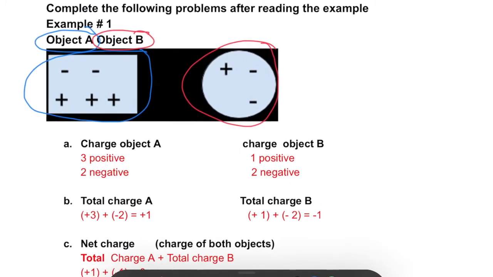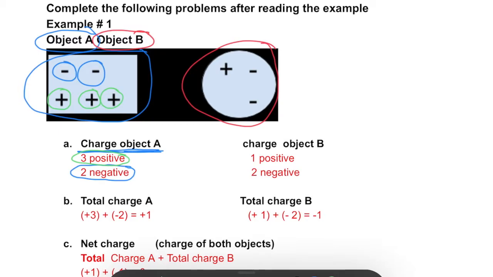Now, question A is about the charge of the object. We want to know what the charge in object A is. We need to count, to find the quantity of positive and negative. In object A, we have one negative and two negative. That means you're supposed to write two negative. And then we go for the positive. We have one positive, two positive, three positive, and that's why we have three positive right here.